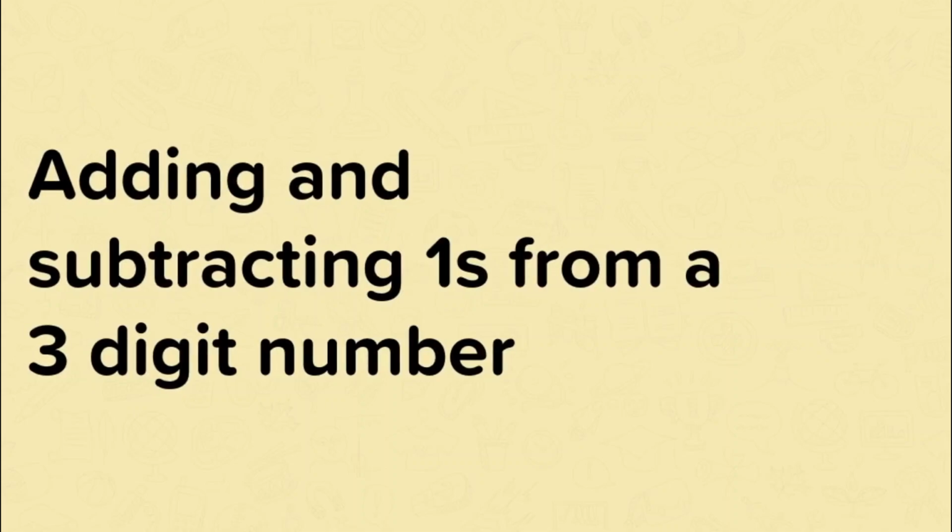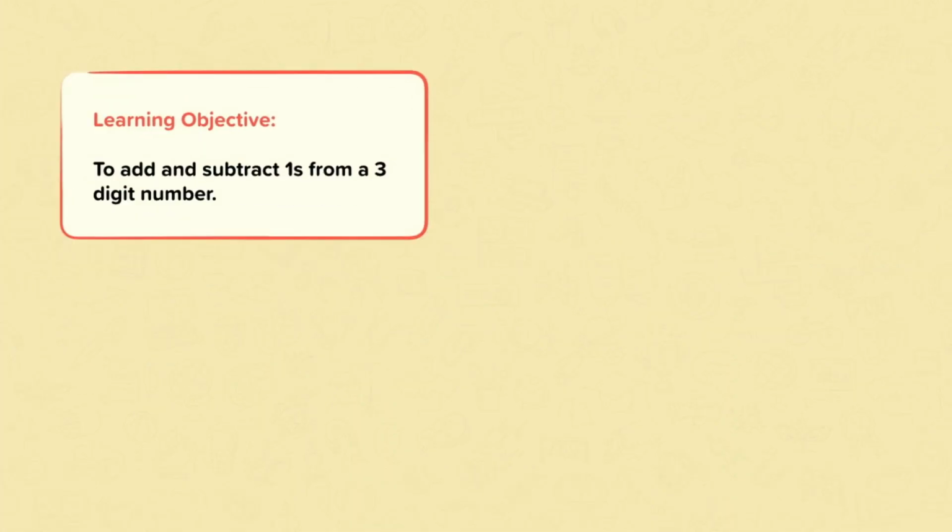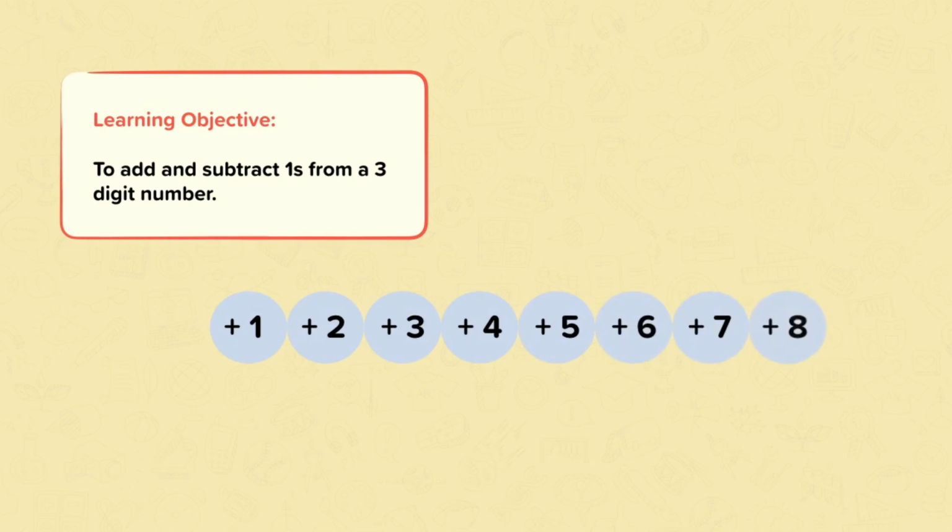Adding and subtracting ones from a 3-digit number. In this nugget, the learning objective is to add and subtract ones from a 3-digit number. So just to recap, ones are any number from 1 to 9, and a 3-digit number is just a number that has 3 digits, with hundreds, tens, and ones.